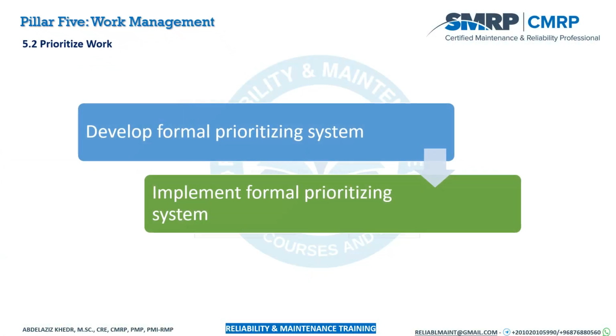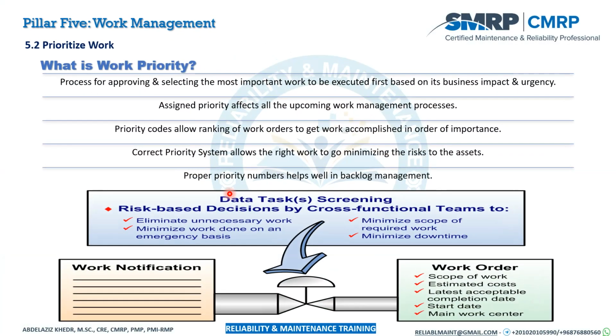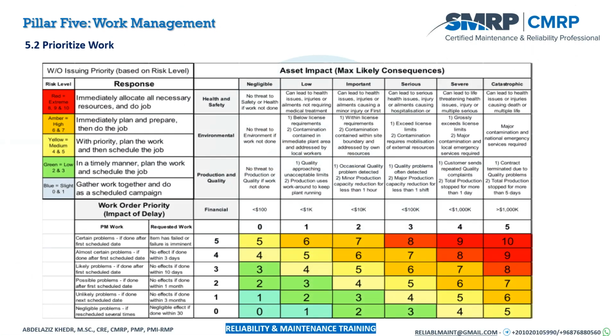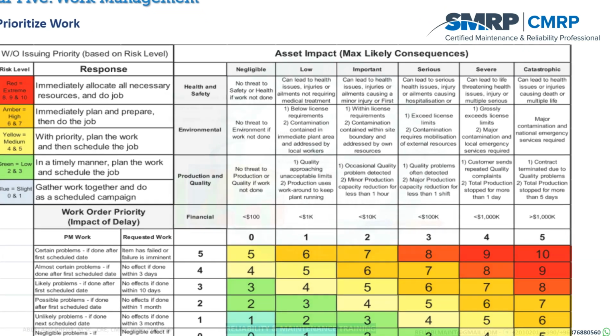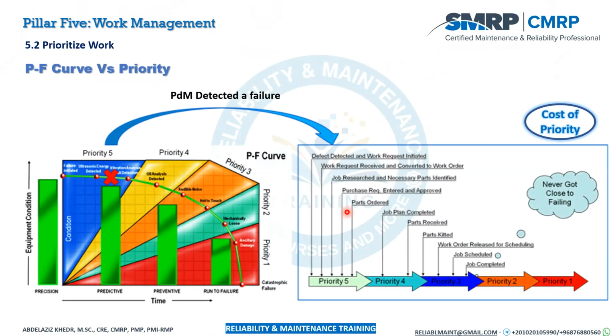So we have identification, prioritization. Prioritization is our control valve to ensure that our necessary jobs are done first, and lower priority or lower importance jobs are done later. This is based on a specific risk matrix to be covered like this, and full details will be explained in our detailed course. Also, this is the cost of priority.